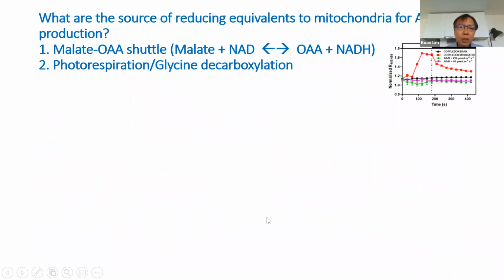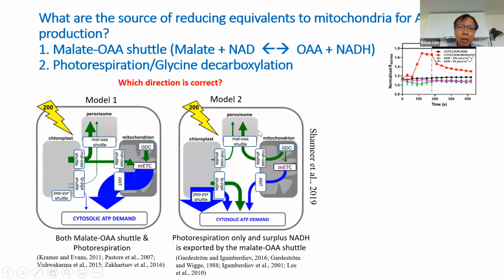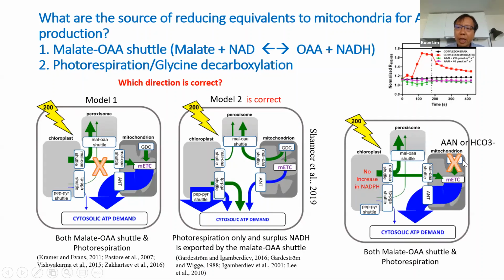So, based on our data, we believe that model 2 is correct. That is, the GDC actually generates a lot of NADH to supply the mitochondrial electron transport chain, and then the surplus NADH is exported in the form of malate to the cytosol. Is it because if we inhibit photorespiration by AAN, or when there is no photorespiration, there is no increase in stromal NADPH?